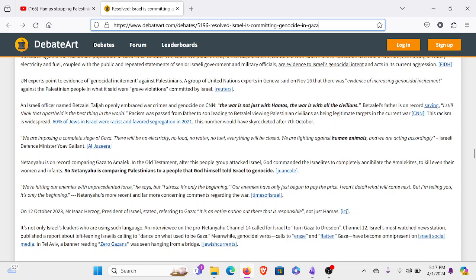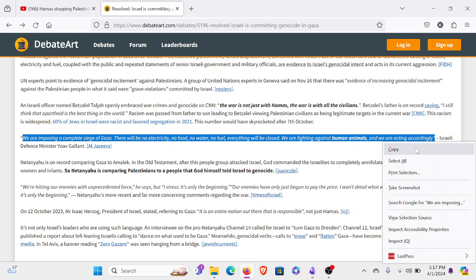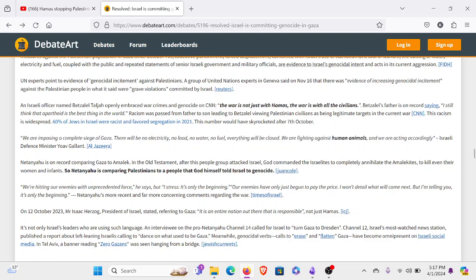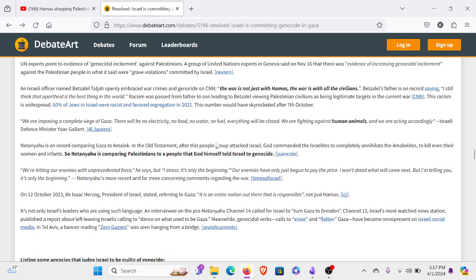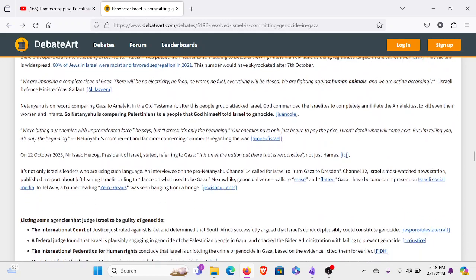Again, maybe he said that, though. Let me type that quote in. Let's see. "We were fighting against human animals." But this is probably talking about Hamas, not Palestinians. He's saying that Hamas is human animals, I would assume. Why would you assume he means all Palestinians?